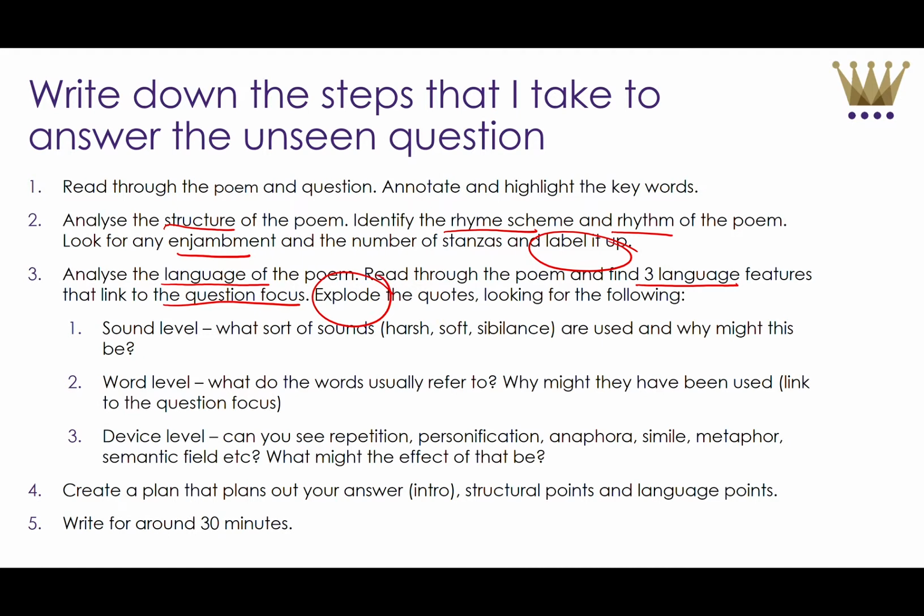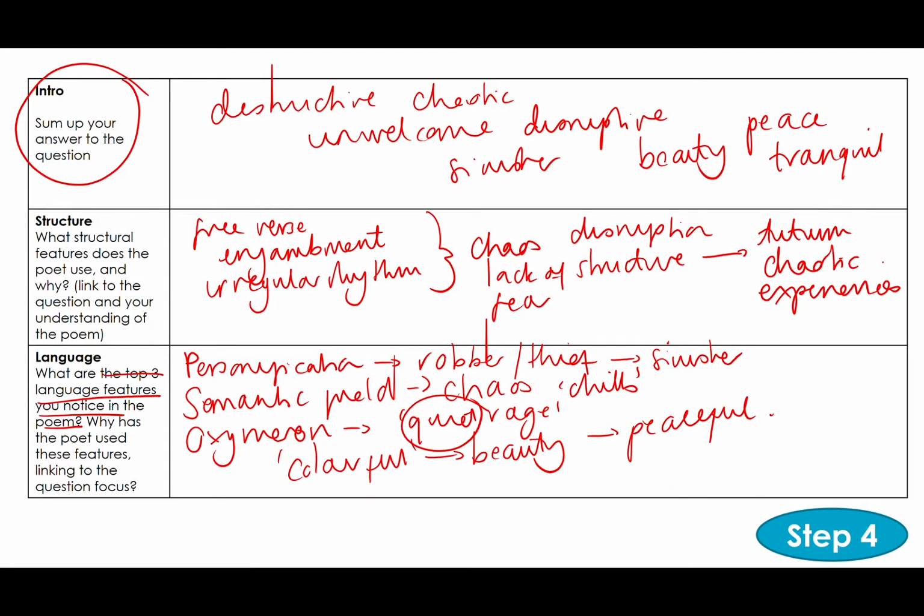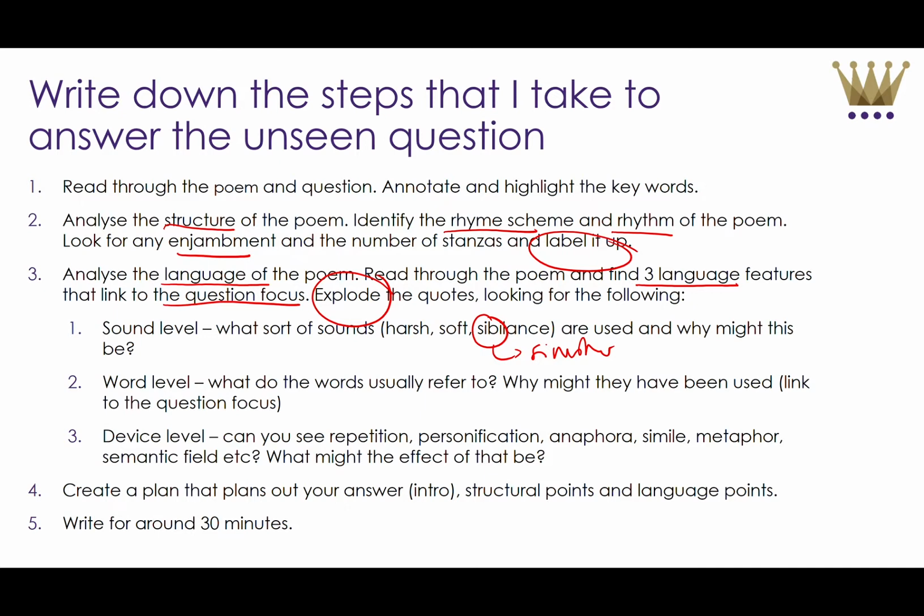Then I would explode my quotes, looking for the following. So sound level, can I see any sounds, harsh, soft, can I see any sibilants and why they might be used? And actually I saw sibilants in the word sinister. So actually I'm going to just go back to my plan and add that on. So I saw sibilants here in the word sinister, which creates that kind of scary, eerie effect. And then word level, what do the words refer to, why might they have been used? And then device level, can I see repetition, personification, simile, metaphor? I found loads of these. What might the effect of that be? And I've thought about that.